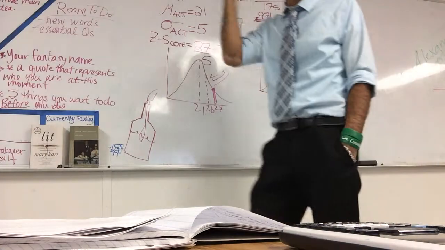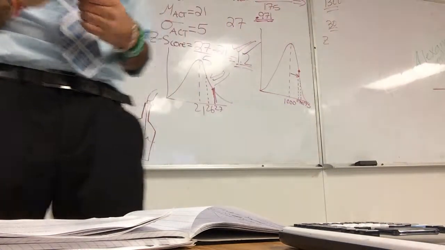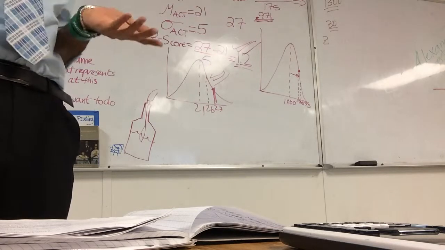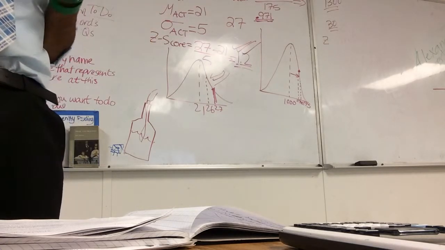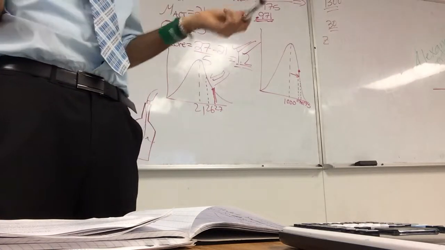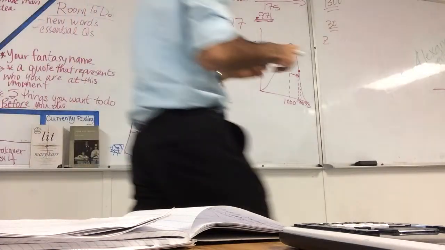If you just think intuitively, you want the test where the z-score is lower because you want the easier test, which means where you have to be less above the mean because you want it to be easier to get in. So let's see which one it is.